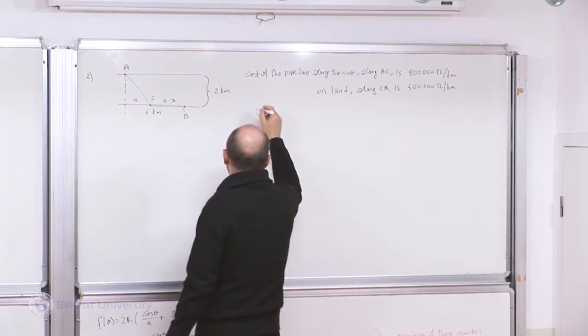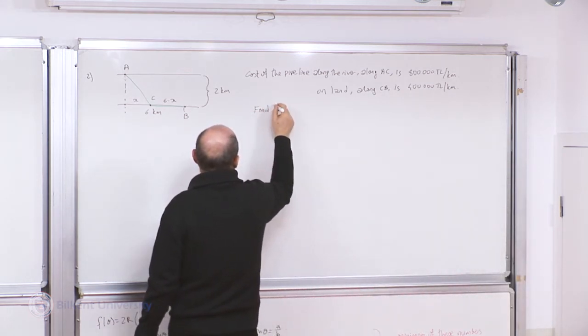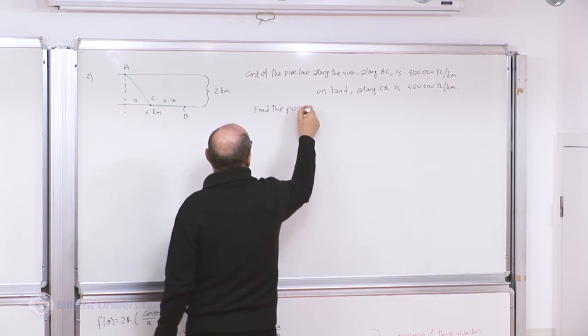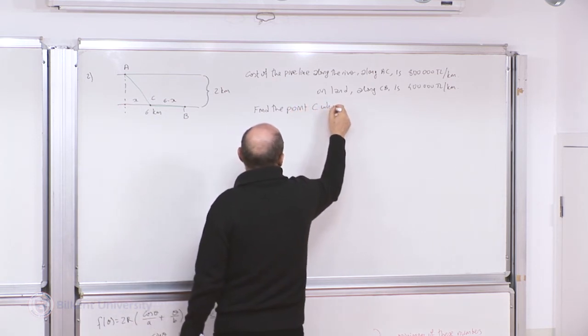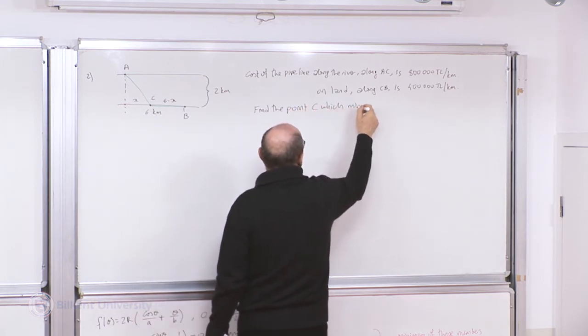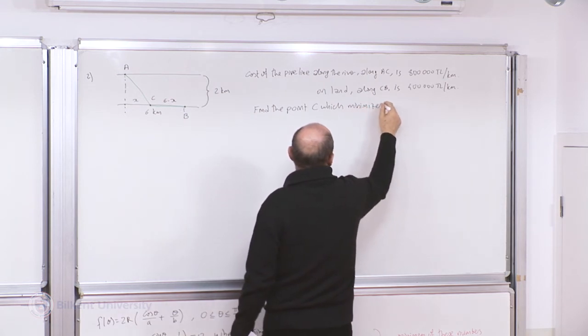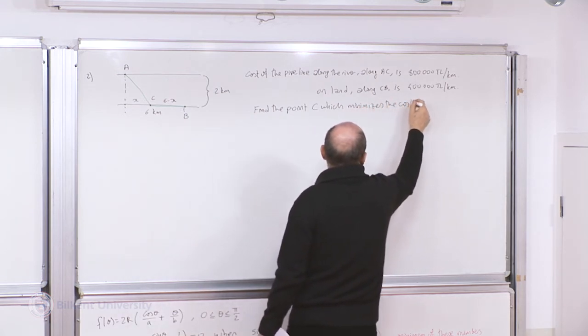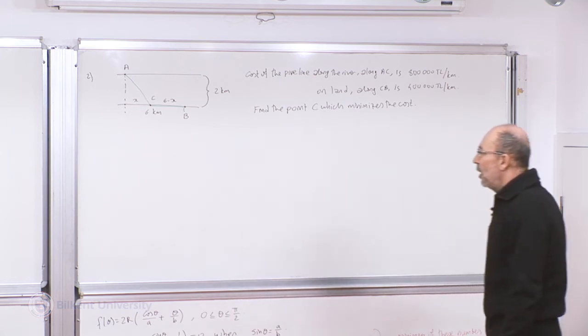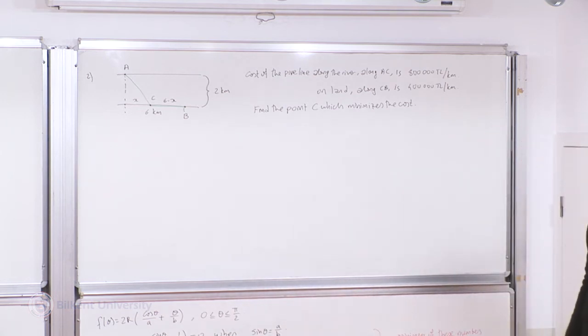So the problem is to find the point C which minimizes the cost. In this problem, maximizing the cost is easy. Just choose a point far away from both A and B, and you get a very large cost. So a minimum is reasonable here.